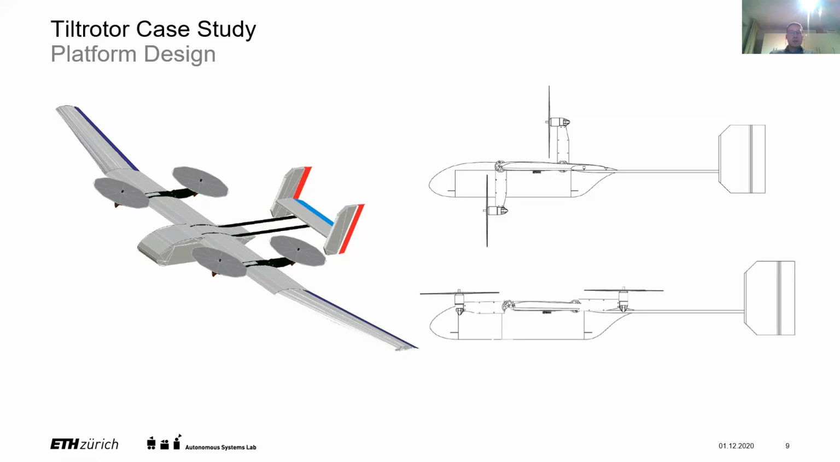So much for the platform design. I would now like to say a few words about the transition process, which is actually the most difficult part of the entire flight envelope. As a transition, we denote the flight phase when we have mixed lift generation from both the propellers and the main wing, which essentially occurs when changing between these two flight modes.